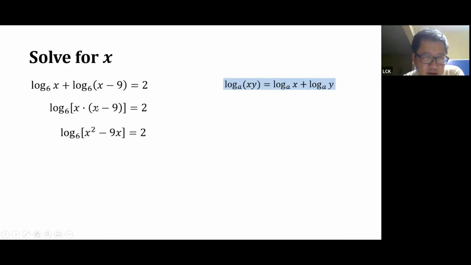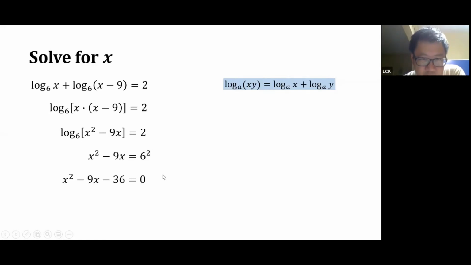All right, and so once you've done that, very simple, x times x is x squared, x times minus 9 is minus 9x. And x squared minus 9x is simply equal to 6 to the power of 2. 6 is the base, so 6 to the power of 2. Some students have a problem. They wonder, is it 2 to the power of 6? Is it 6 to the power of 2? What is it? Now remember, this is the base, so it's got to be 6 to the power of 2. 6 here is the base, so it's 6 to the power of 2 there.